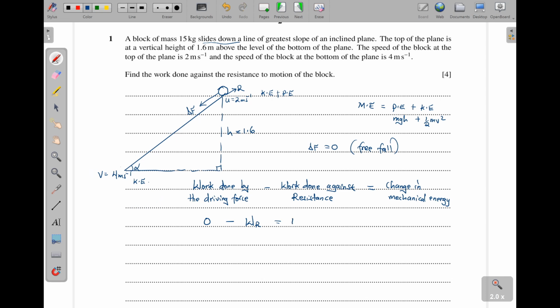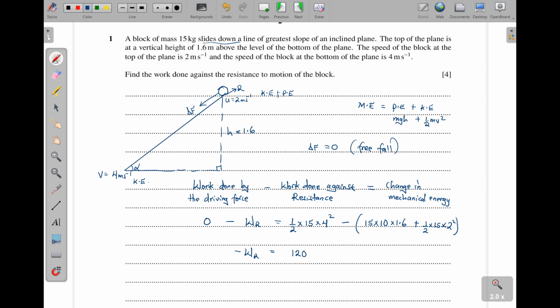So we are going to have a half times m, which is 15, then v is 4 squared, minus the initial, where we have potential energy, which is 15 times g, which is 10, times the height 1.6, plus the kinetic energy, which is a half times the m, 15, times the speed here, given as 2 squared. Now, minus WR shall be equal to 16 divided by 2, 8. Then 8 times 15, that is 120.